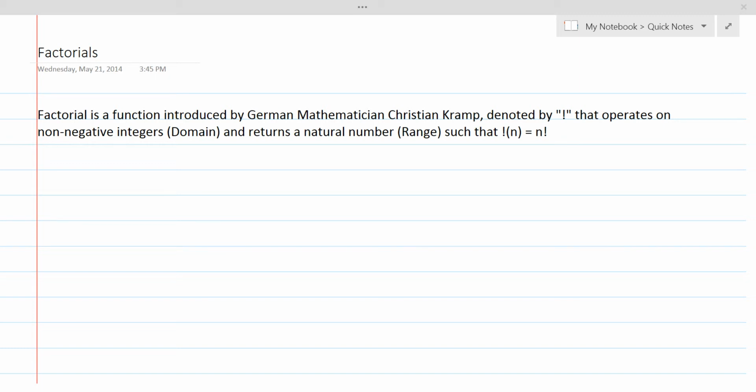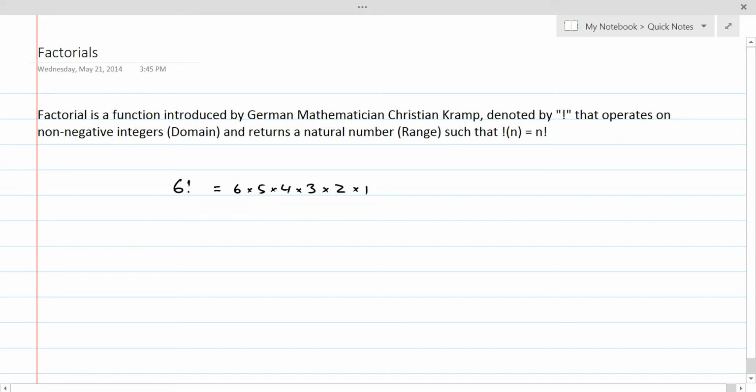Factorial is a function that operates on a non-negative integer n and returns the product of all natural numbers up to n. For example, factorial of 6 will be denoted by 6 and then the exclamation sign, which in fact is used for calculating factorial. So 6 factorial will be equal to the product of all natural numbers up to 6, meaning 6 times 5 times 4 times 3 times 2 times 1.